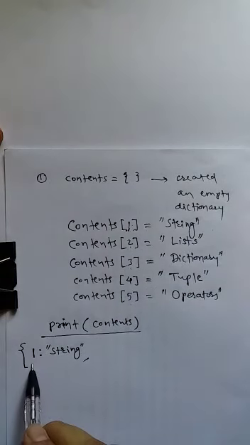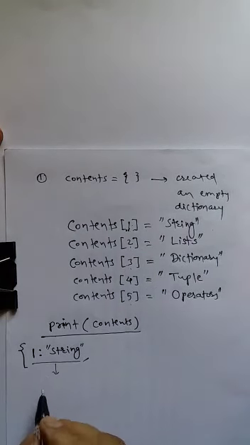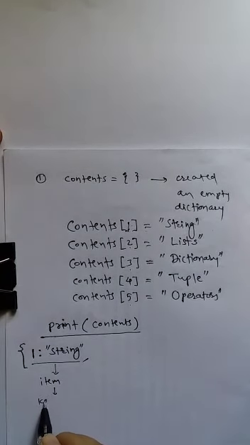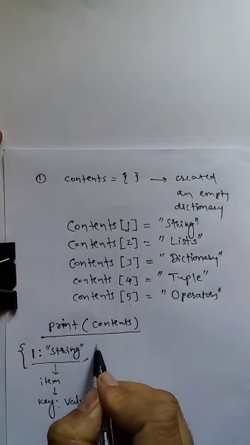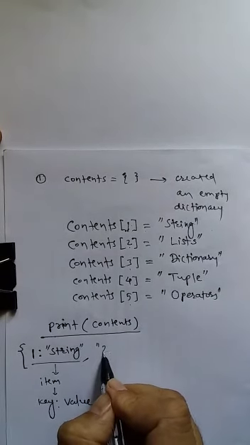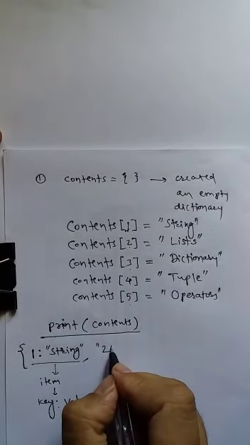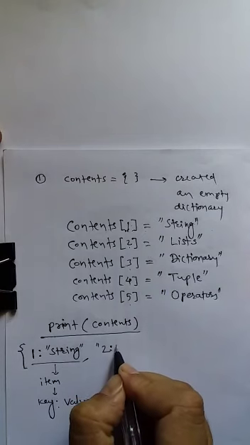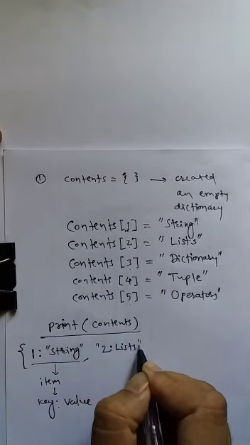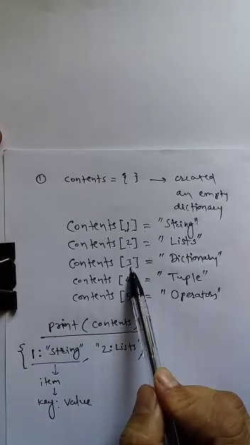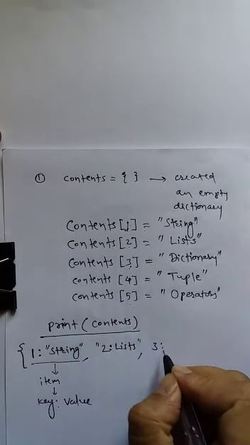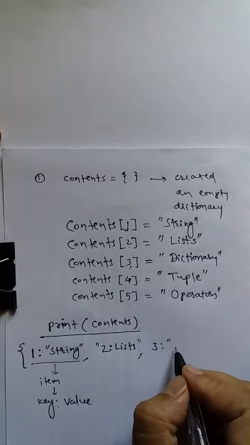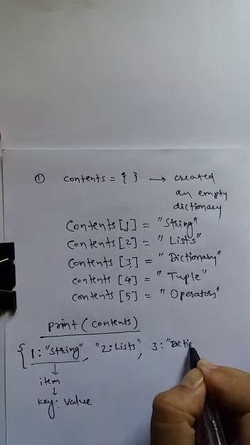Now we are calling this an item in the dictionary. In what form is it? It is in the form of a key value pair. The second item has key 2 and its value is a list. The third item in the dictionary has key 3 and its value is a dictionary.